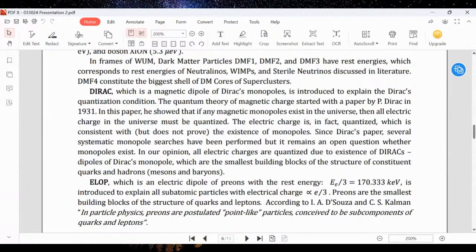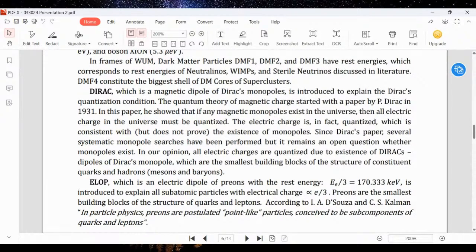Dirac, which is a magnetic dipole of Dirac's monopoles, is introduced to explain Dirac's quantization condition. The quantum theory of magnetic charge started with a paper by Paul Dirac in 1931. In this paper, he showed that if any magnetic monopoles exist in the universe, then all electric charge in the universe must be quantized.